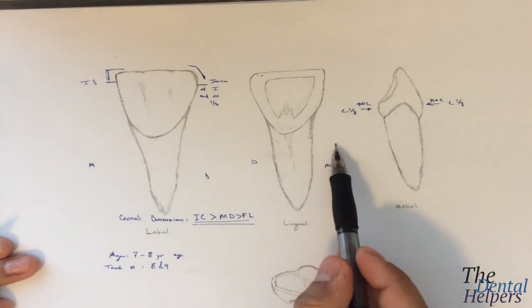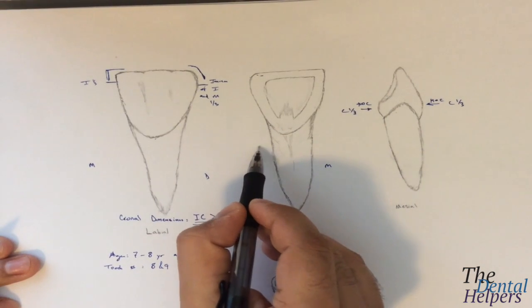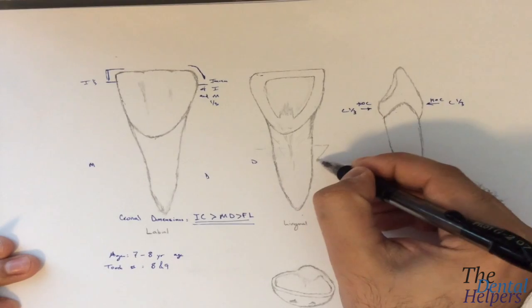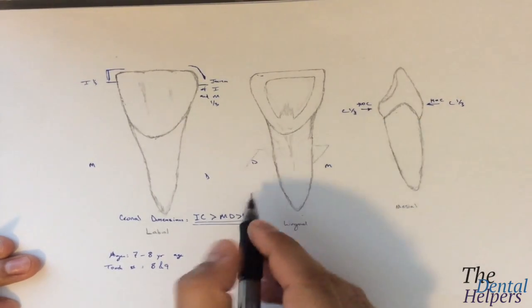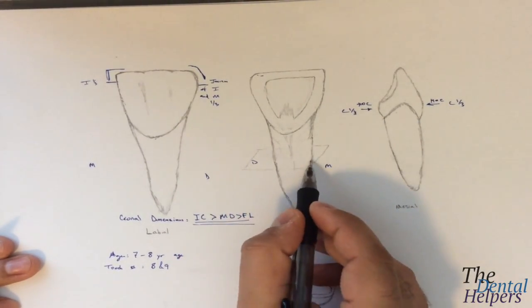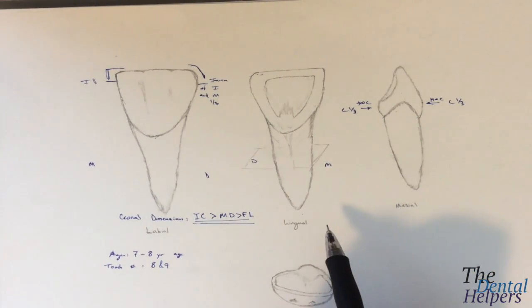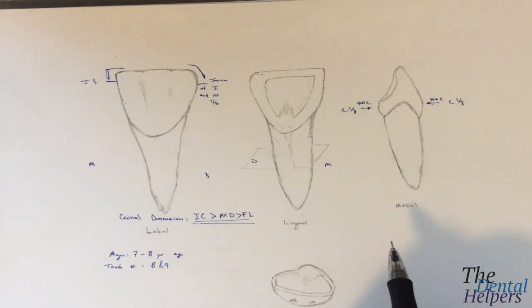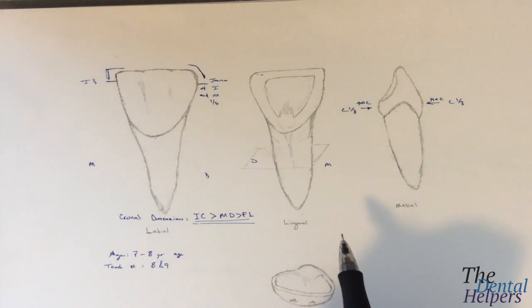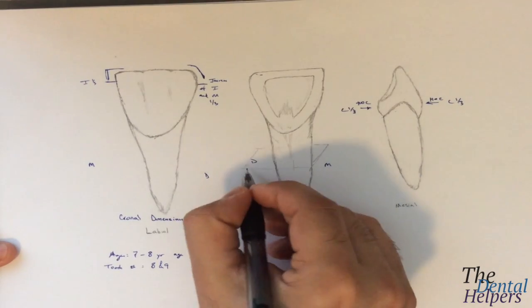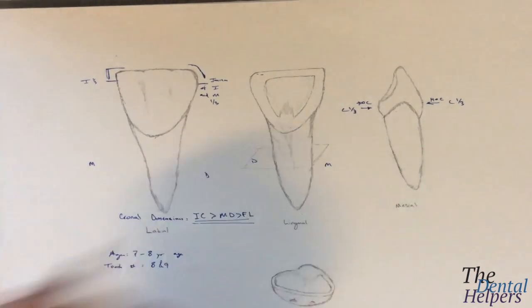So if we were to cut the root kind of along here, in half, what we're going to see is that the root of the maxillary centrals is actually more like a triangular shape through the cross sections. Now this is not the same for the maxillary laterals, which is ovoid. So just remember that this is a triangular cross section.